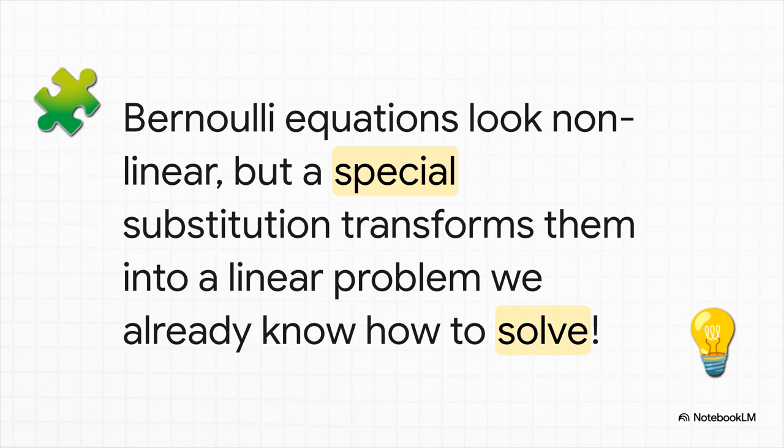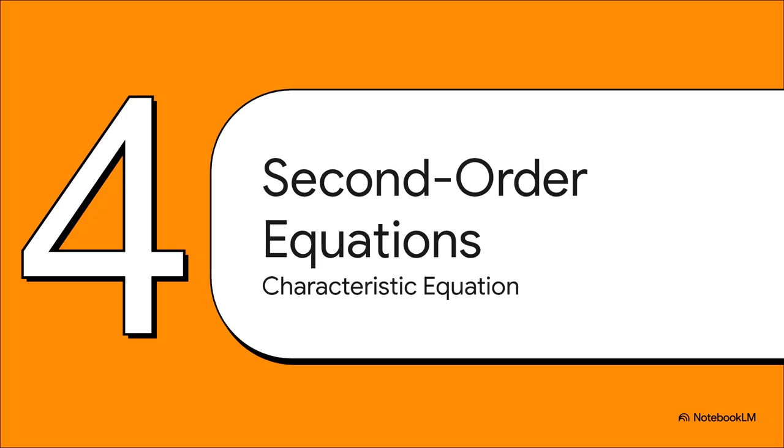Oh, and Bernoulli equations. These are a perfect example of this whole toolkit idea. At first glance, it looks nonlinear, right? It's got that y to the n term trying to trick you. But it's just a disguise. With one little substitution, you can transform the whole thing into a standard linear equation, a problem you already have a tool for. It's like a mathematical judo move. You use the problem's own weird structure against itself. It's brilliant.